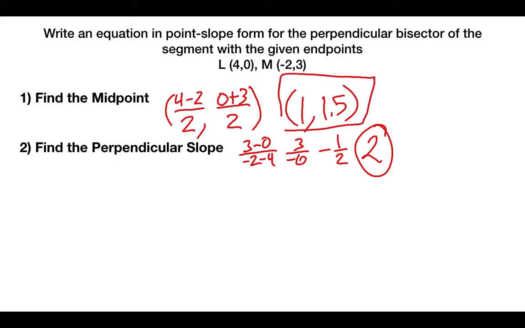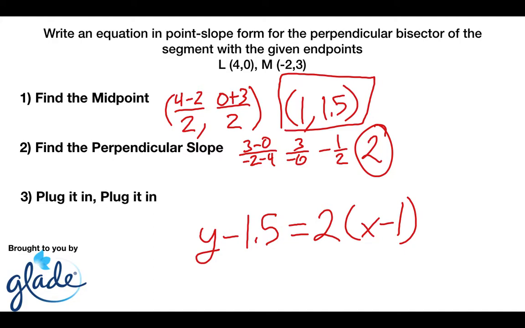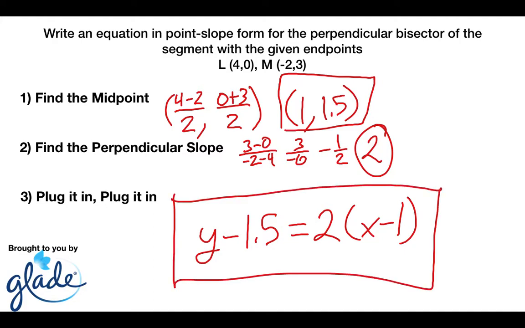So now that we have a midpoint, which is the point that we know goes through a perpendicular bisector, and we have the perpendicular slope, meaning we actually know the slope of the perpendicular bisector, we can write the equation in point slope by plugging it in. So we write y minus, in this case, the y value was 1.5, equals the slope times x minus the x value, which was 1. And there you go. That's our equation. And that's how you do that.